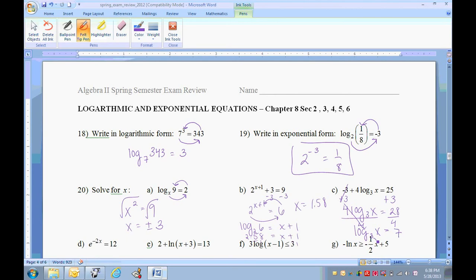Then you have to log roll. So you get 3 raised to the 7th equals x. So x equals 2,187.